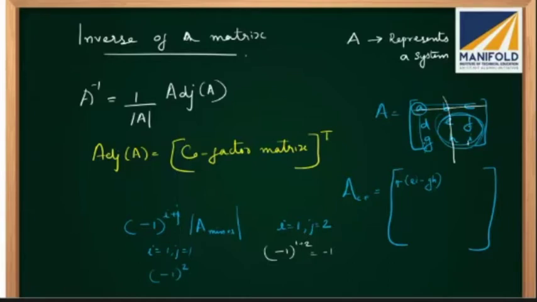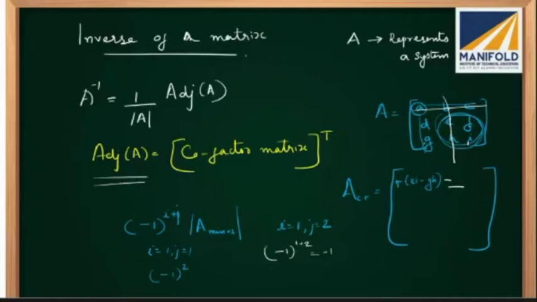Now you take the minor of that, or the determinant of that, Di minus GF. That we should post here with a negative sign, right? This is how you evaluate the cofactor of a matrix. Now take the transpose of that cofactor to get the adjoint of the matrix.